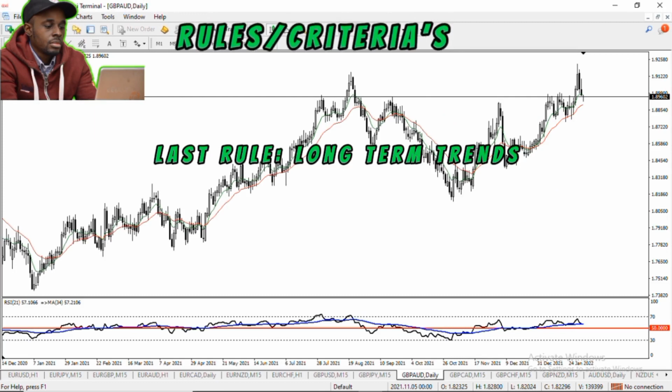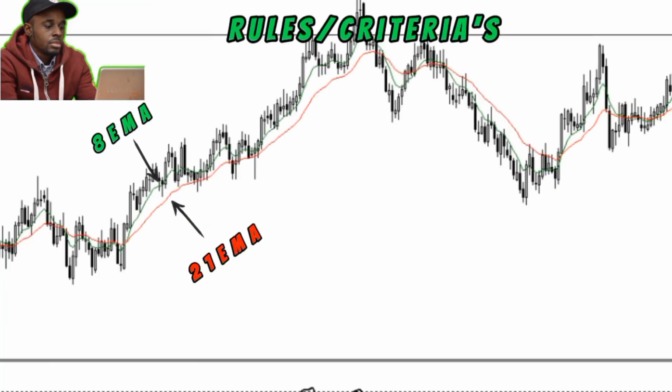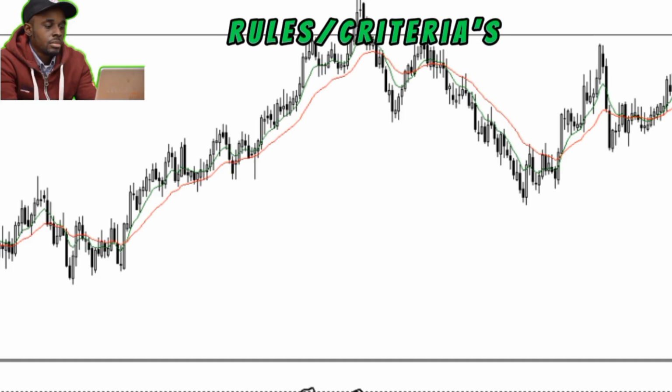This rule, I don't particularly pay attention to it, but it adds a little bit of a layer to the probability side of things. So the way I determine long-term trends is by using 2 exponential moving averages, which are the 8 and the 21. If the 8 is above the 21 and prices are particularly above the 21 exponential moving average, that indicates an uptrend. Vice versa for a downtrend. If the 8 exponential moving average is below the 21 exponential moving average and prices are particularly below the 21 exponential moving average, that indicates a downtrend for me.